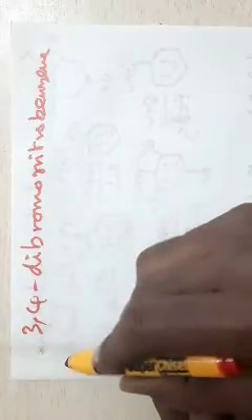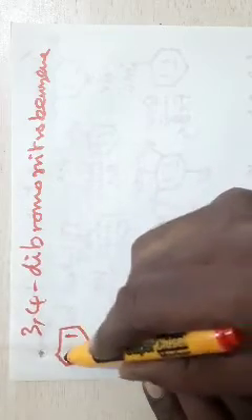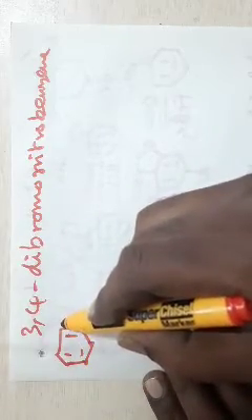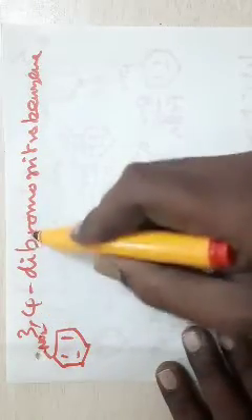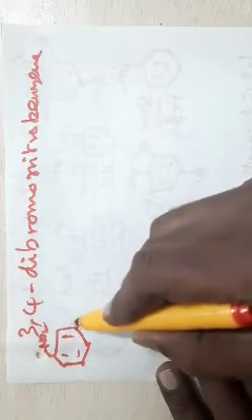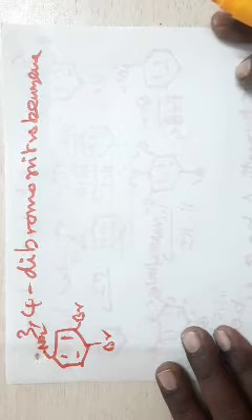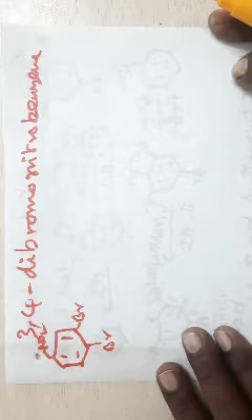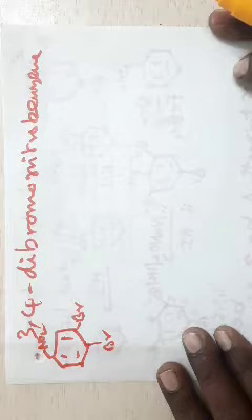What is the structure? 3,4-dibromonitrobenzene means the nitro compound is the starting material, maybe. Position number 1, 2, 3: here you have a bromine, at the 4th position, here you have a bromine. So this is the structure of the molecule, namely 3,4-dibromonitrobenzene.